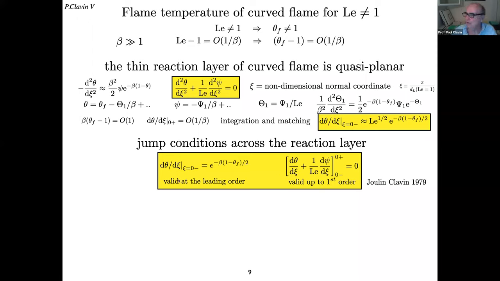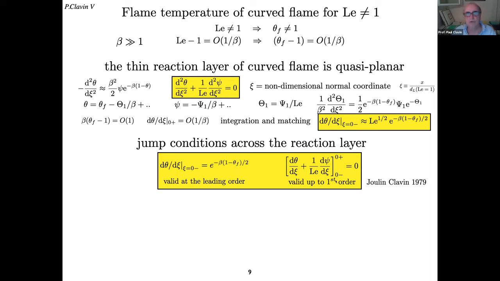That you have to use to solve the external flow. This is the same relation that you already saw, telling you what is the flux of heat coming out from the reaction zone to warm up the fresh mixture, except that now it depends on the flame temperature, which is the temperature of the burned gas at the reaction zone, as it is modified by the diffusive process. Valid up to the first order in the expansion of beta, you have this relation of flux conservation, and this is a crucial point.